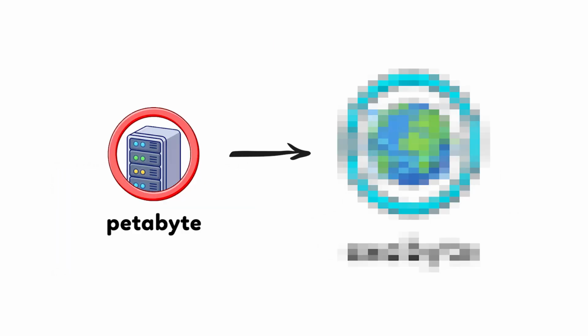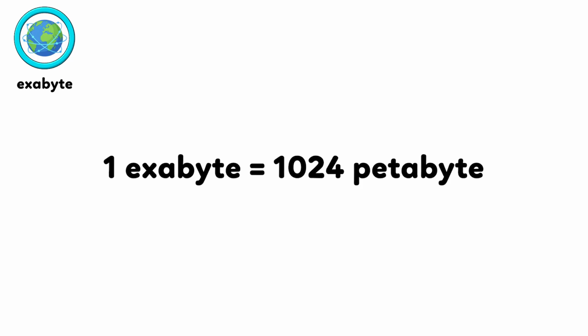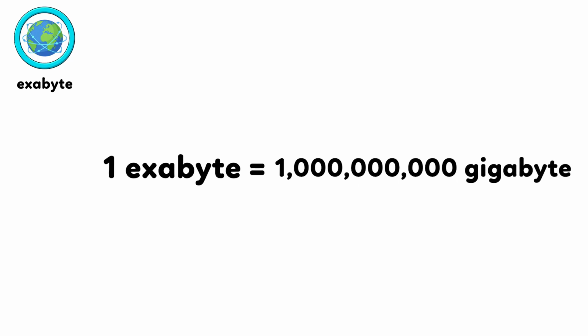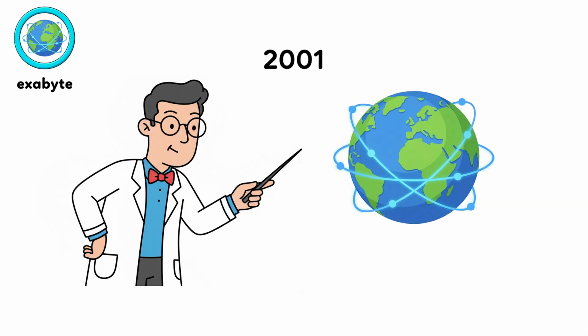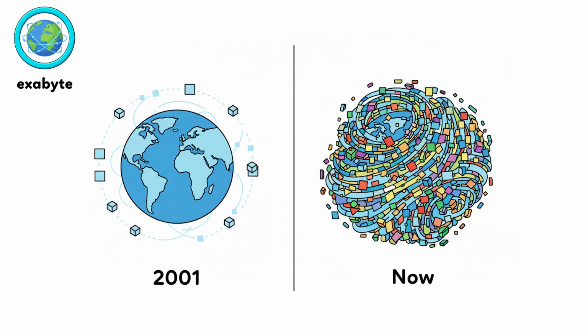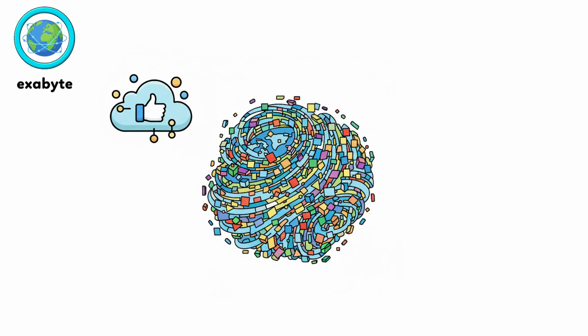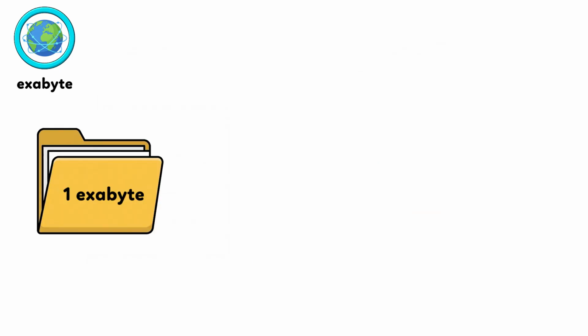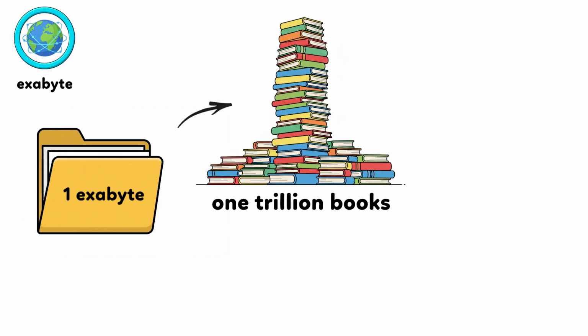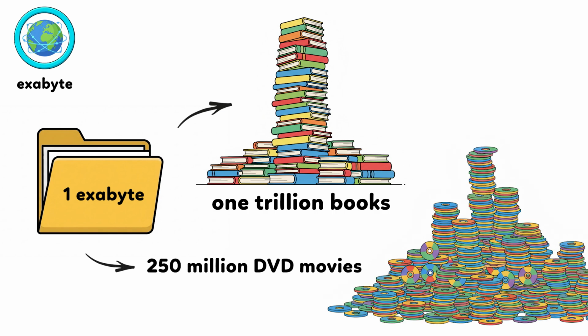Moving beyond petabytes brings us to exabytes, which equal 1,024 petabytes, or 1 billion gigabytes. This measurement enters the realm of global internet infrastructure. Back in 2001, researchers estimated the entire internet contained roughly 5 exabytes of total data. Today, humanity creates more than that amount every single month through social media posts, video uploads, online transactions, and digital communications. 1 exabyte represents approximately 1 trillion books worth of text, or around 250 million DVD movies.